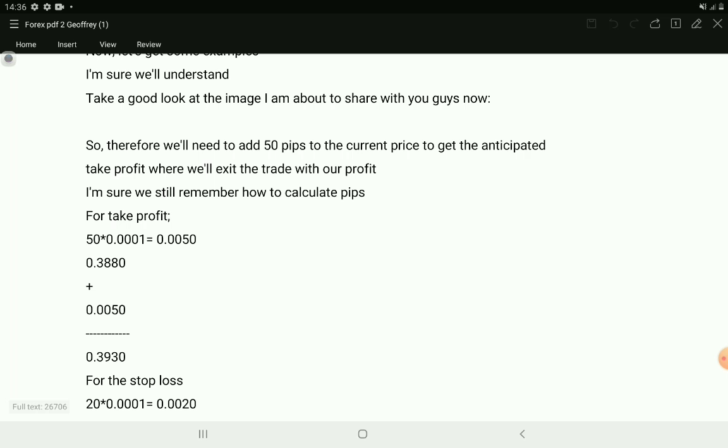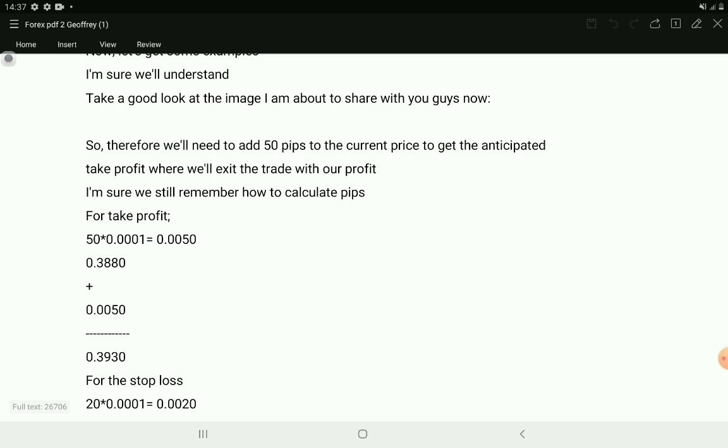Then if you multiply this 50 by 0.0001, it will give you 0.0050, right? Then you just add it to your particular figure, which is 0.3880. It will give you what? It will give you 0.3930. Then this will be your take profit figure that you input inside your system. This is just an example. Your value may be different, maybe 0.8732. It can be different.